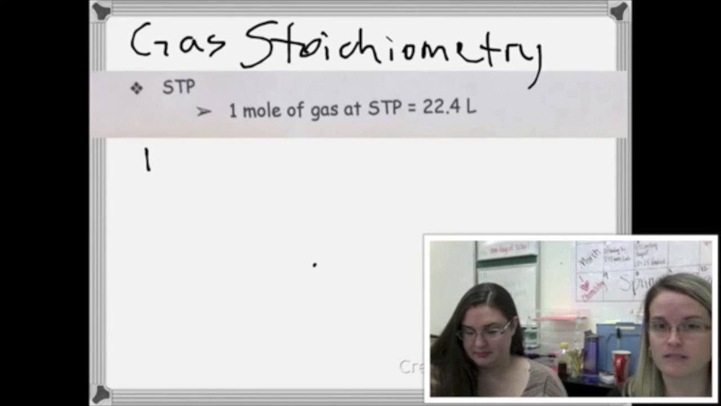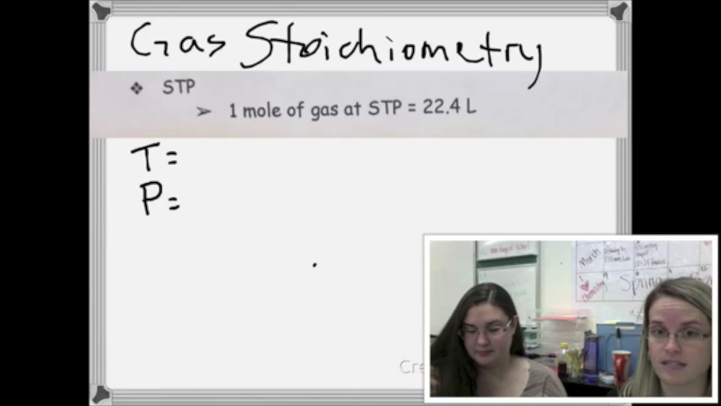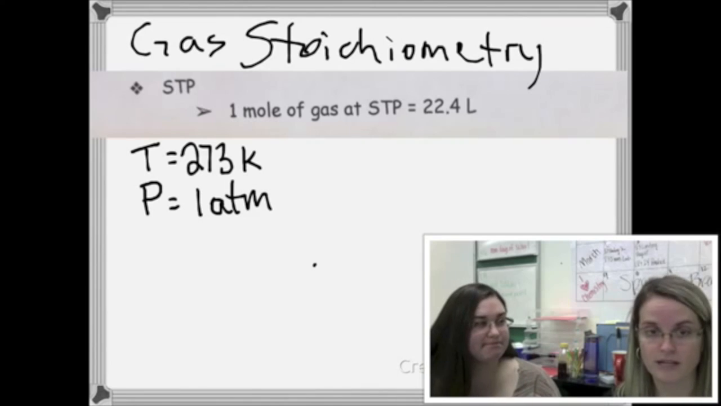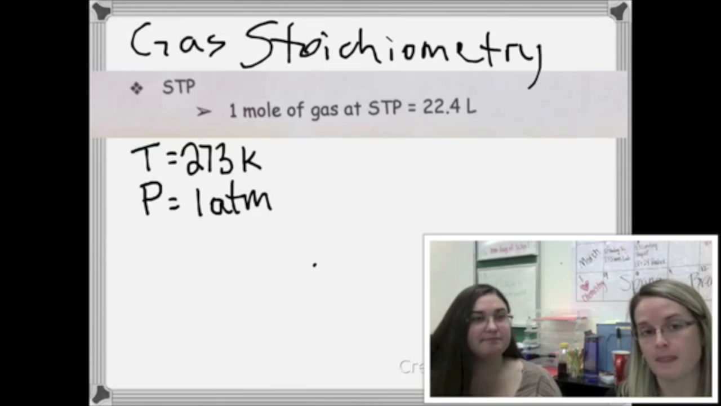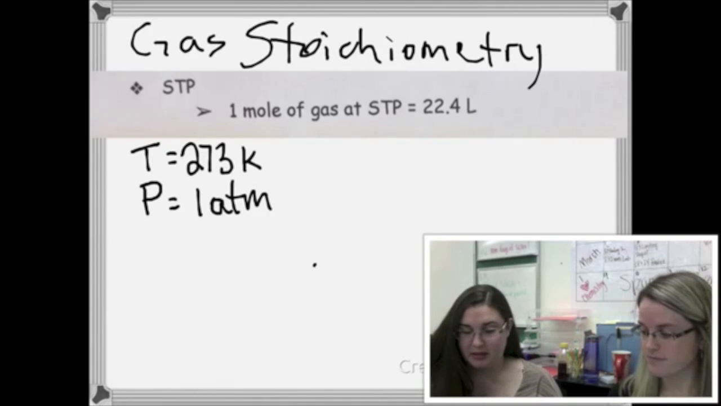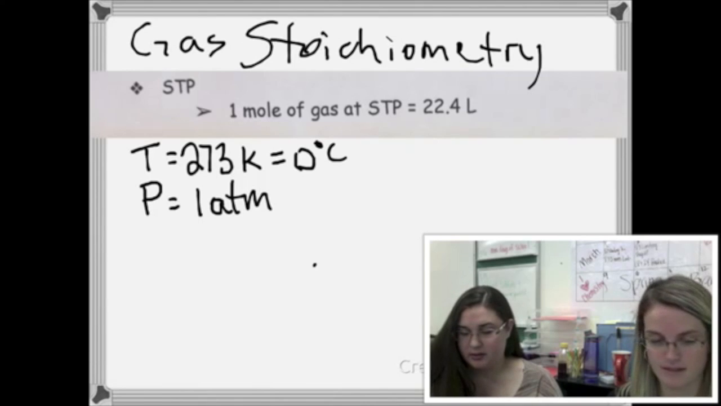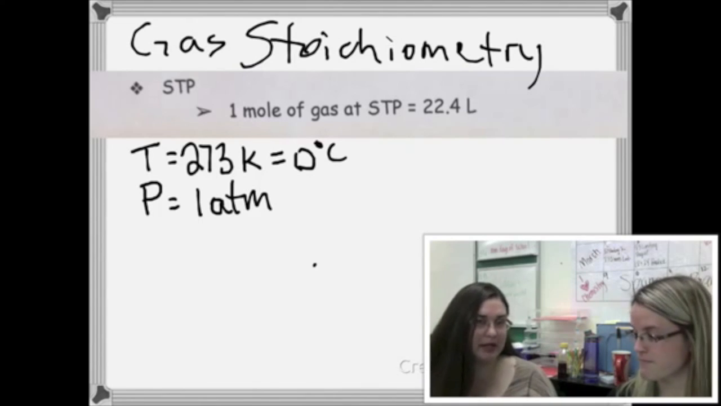And when they tell you that something's at STP, it's telling you that the standard temperature is 273 Kelvin and your pressure is 1 atmosphere. So anytime you see that something's at STP, that should be a dead giveaway that it's 273 Kelvin and 1 atmosphere. They don't have to tell you that. They're just going to say at STP, and you're expected to know it. This would be the same thing as 0 degrees Celsius, that you would then add 273 to change to kelvins. And obviously your corresponding pressure would be 1 atmosphere.